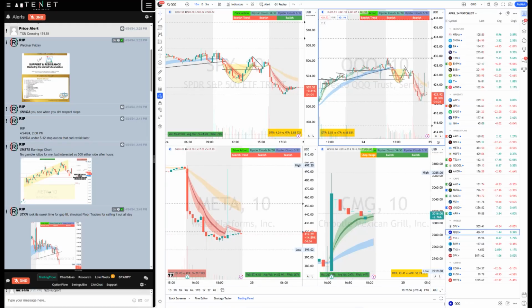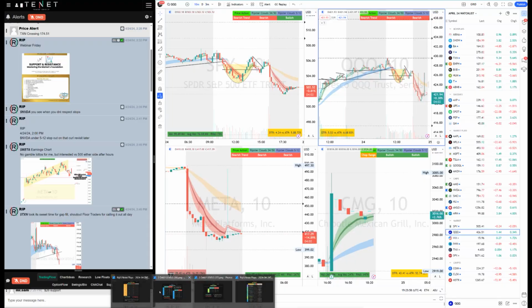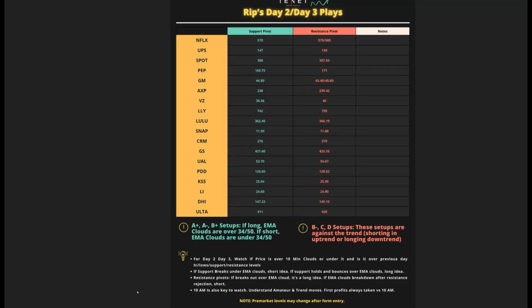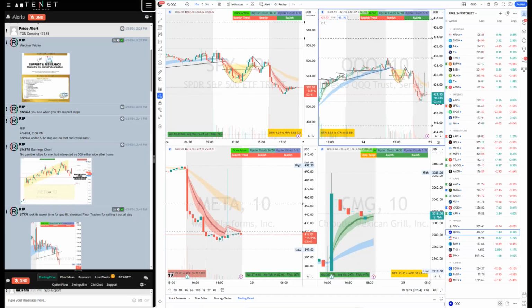The next one we're going to look at is my strategy called day 2, day 3 setups. Netflix, Spot and Pepsi were the three main ones that triggered for me, at least, from this plan, and we'll talk about how they worked out in the community. Anyway, that was a quick introduction. Let's start. The first one we're going to talk about is Netflix.